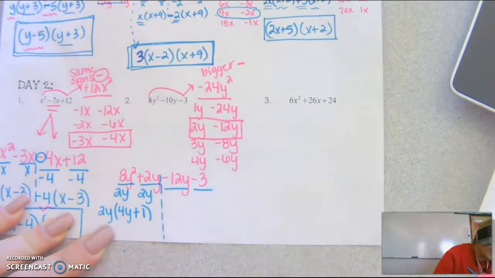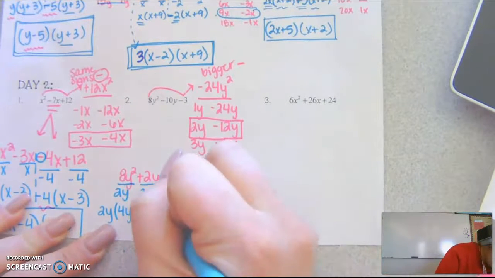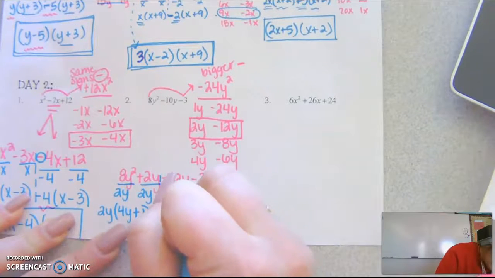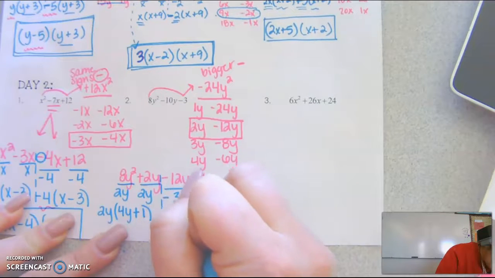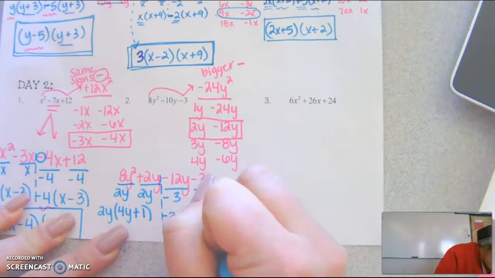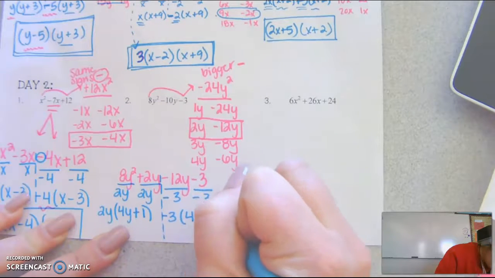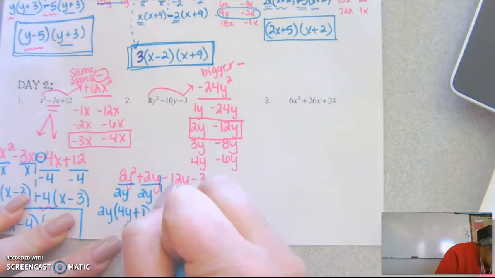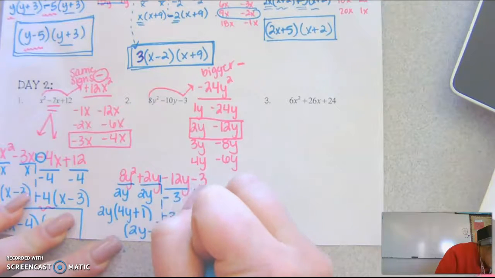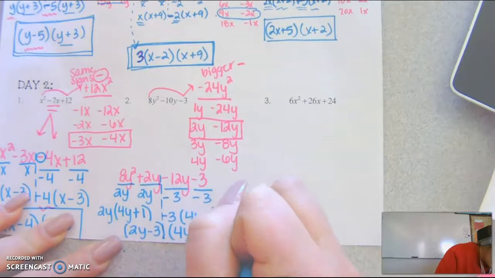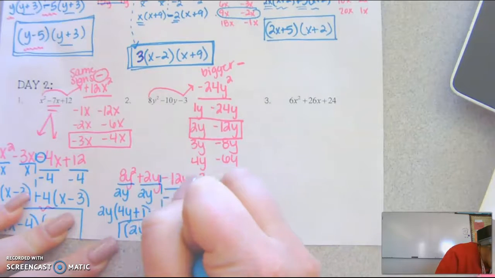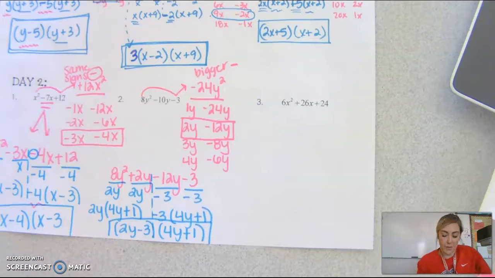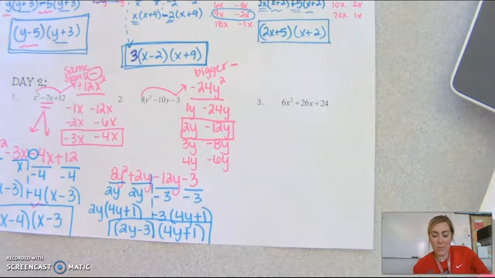My GCF for my second two terms needs to be a negative 3. So I'm going to write my negative 3 for my GCF. Then I get 4y plus 1. Write your GCFs, 2y minus 3, and you're matching 4y plus 1. Okay? I wrote really big, I'm sorry. Let's do one more.